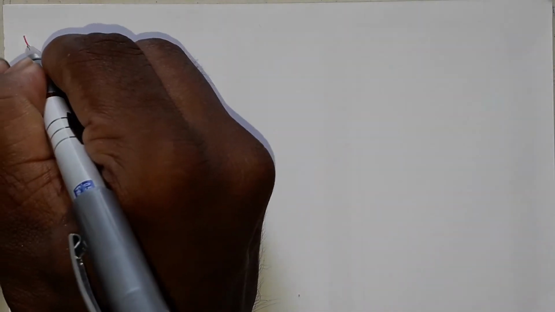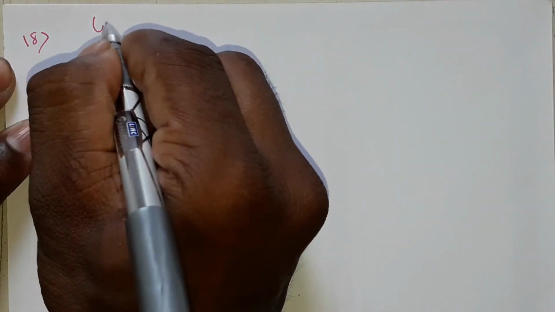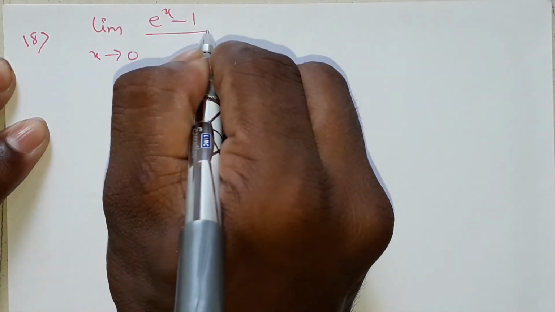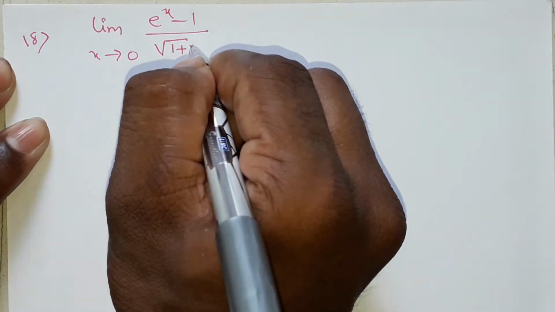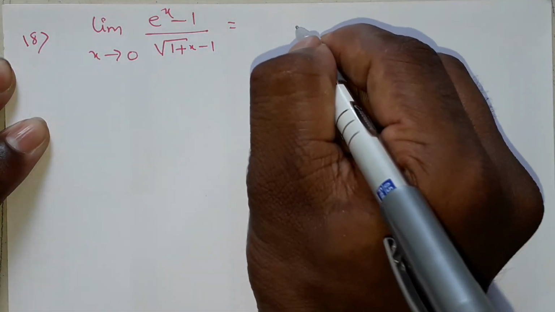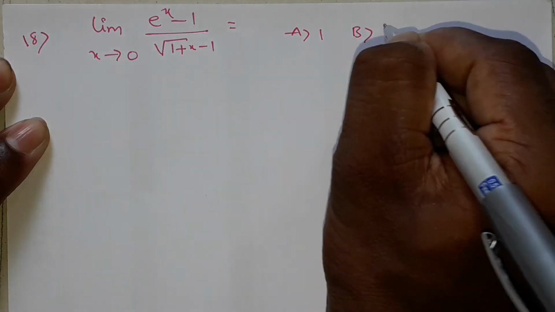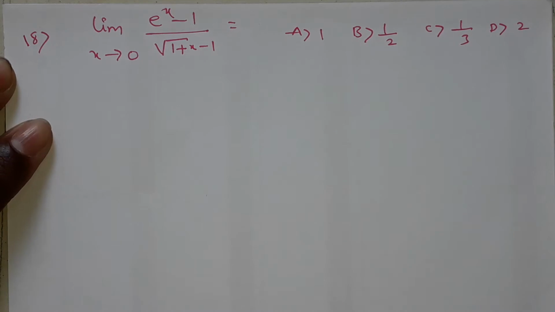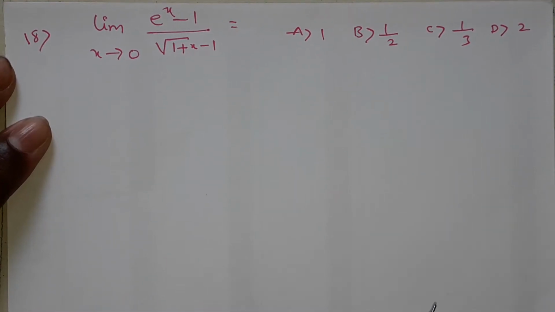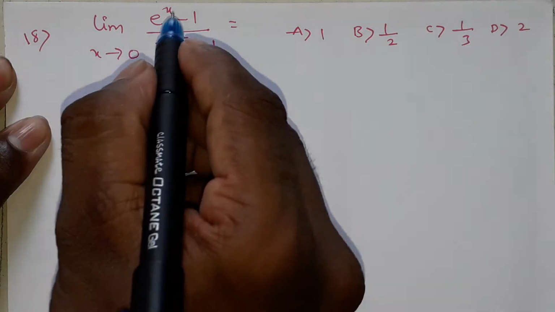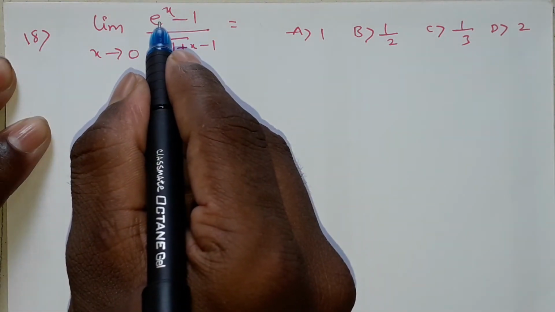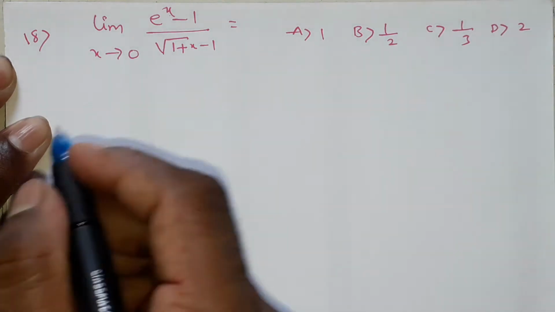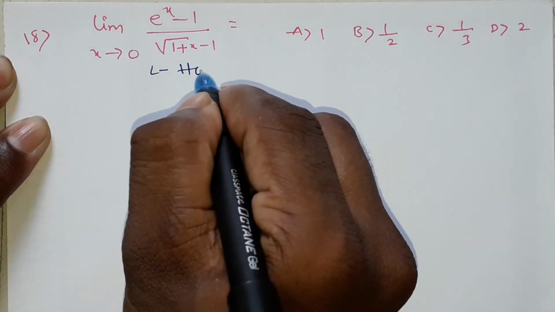Next question is 18th one. Limit x tends to 0, (e^x − 1)/(√(1 + x) − 1) is equal to. Option A is 1, option B is 1 by 2, option C is 1 by 3, option D is 2. Here, just simplify. Substituting x as 0, e^0 minus 1 is 0, and root 1 is 1, 1 minus 1 is 0. This is 0 by 0 form, so we apply the L'Hospital rule.